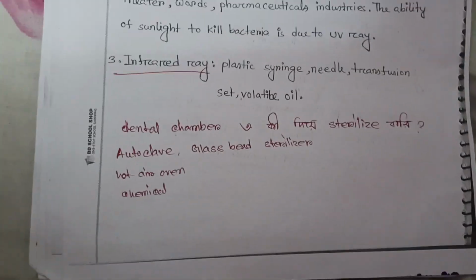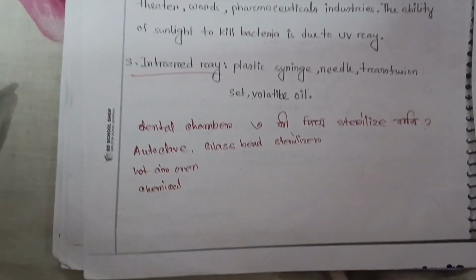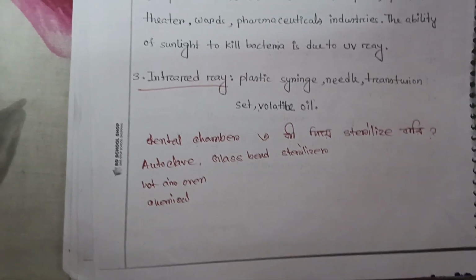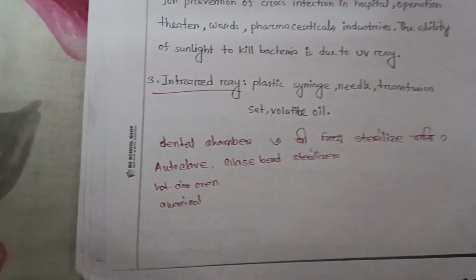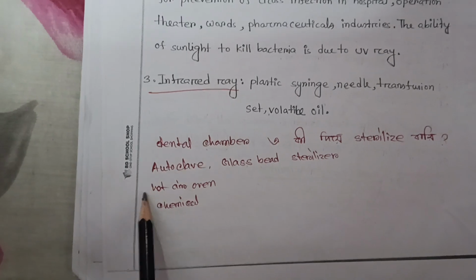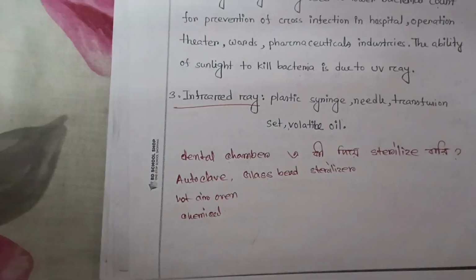And there's a question which your ma'am can ask you: what are the processes that we use in the dental chamber to sterilize the instruments? And you'll have to answer it like this. At first you will say autoclave, then glass bead sterilizer. After that you can say hot air oven, and after that you can say the chemical names.